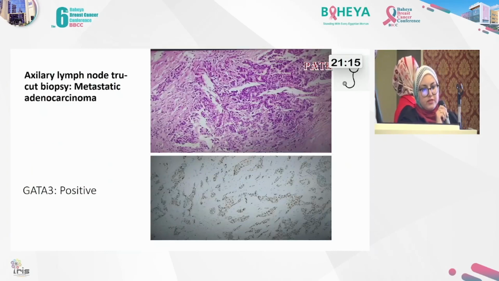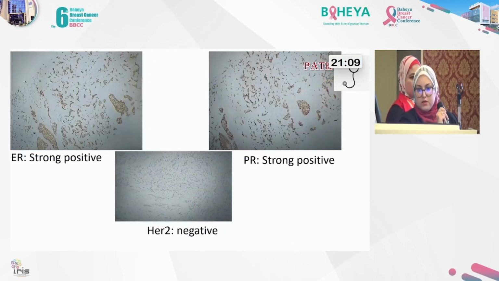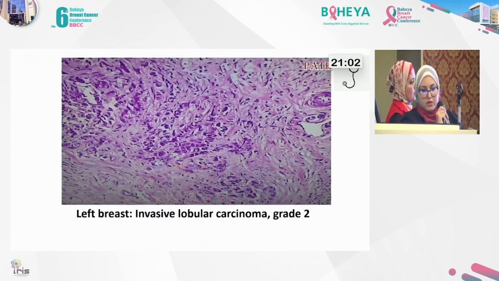Here for our case, axillary lymph node true-cut biopsy showed metastatic carcinoma, positive for GATA3, strong positive for ER and PR, and negative for HER2. The breast shows invasive lobular carcinoma grade 2.